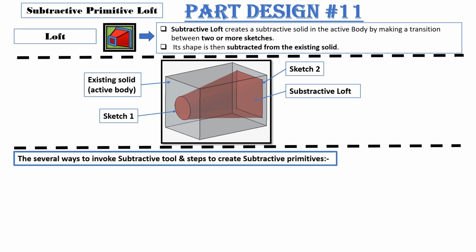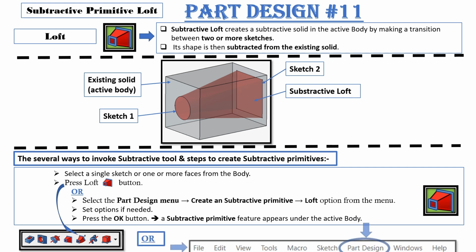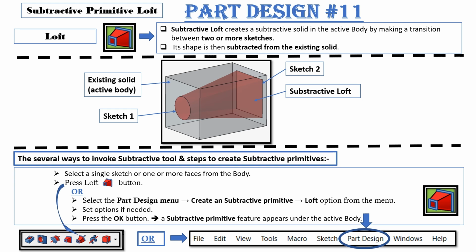Here you find the several ways to invoke the Subtractive Loft tool and the steps to create subtractive primitives. First, select one or more sketches. Then, press the Subtractive Loft button or Loft option from Part Design menu. Set Options if needed and then press OK to close the step.